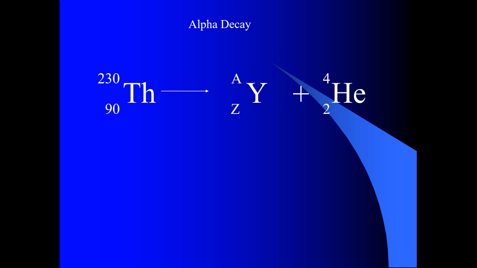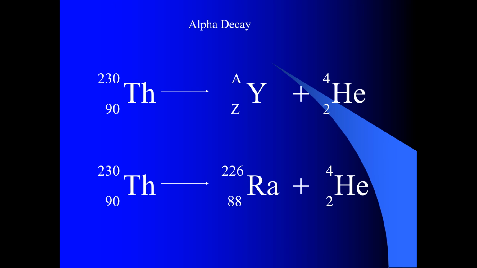Thorium is also not a stable atom. It can also have alpha decay. After alpha decay, thorium is converted into another daughter nucleus. The practical example for this situation is that we have thorium, and that thorium after alpha decay is converted into radium with the atomic number 88 and atomic mass 226.